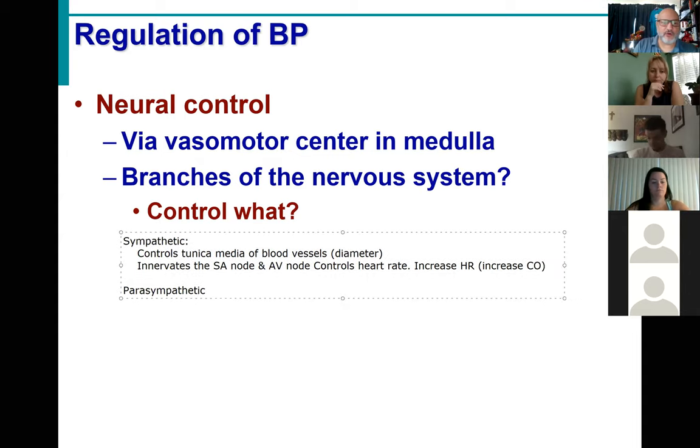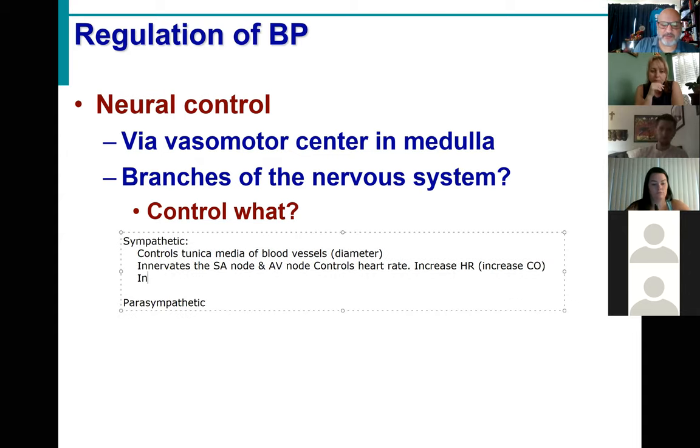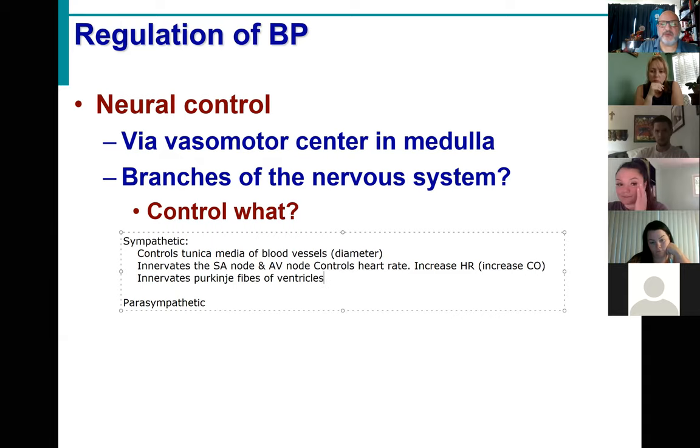But you are also correct in that our sympathetic nervous system innervates those Purkinje fibers of the ventricles. And by innervating the Purkinje fibers of the ventricles, what effect does it have on the heart?